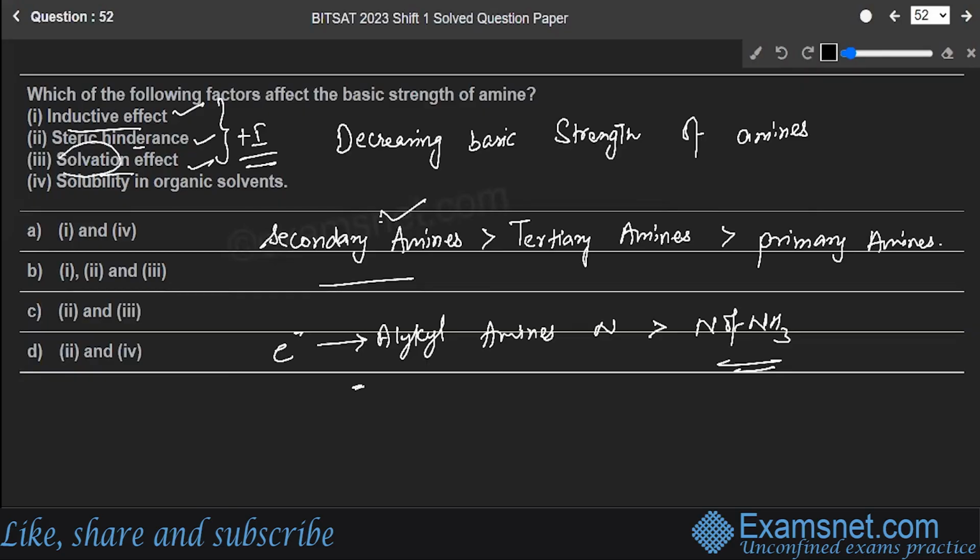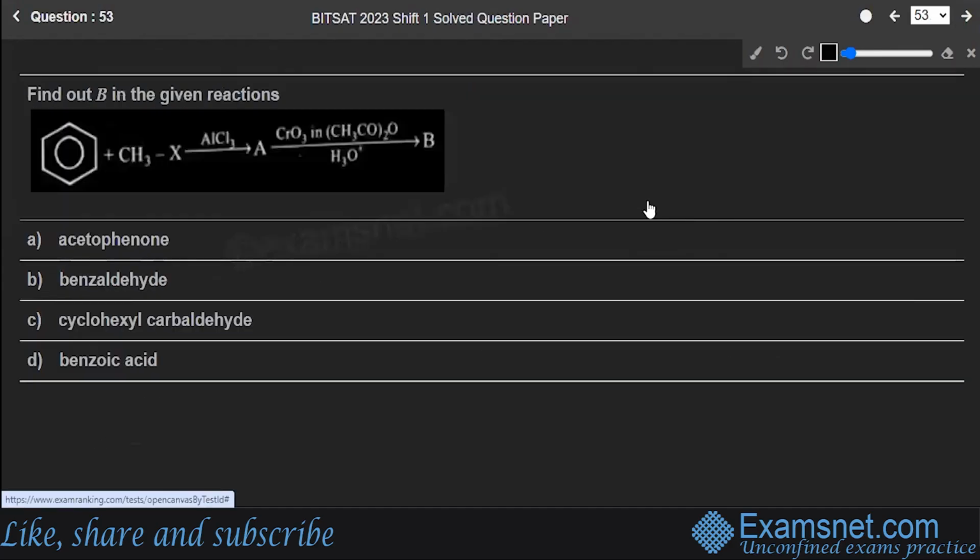Solvation is the formation of protonated amines when they are dissolved in water. As the number of hydrogen atoms on nitrogen increases, the possibility of hydrogen bonding also increases, providing greater strength to the amines. So you have B option as the correct answer. Hope you understood that. Let's move to the next question, number 53 now.